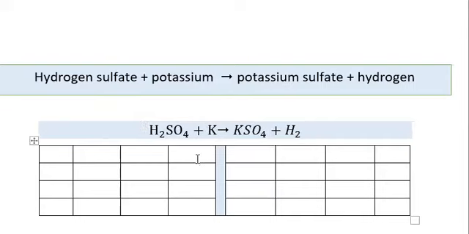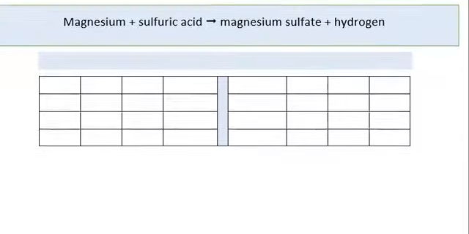Okay, now let's spread out what elements we have. We have H, we have S, we have O, and we have K, right? Same thing on the other side. We have H, we have S, O, and K. Okay, let's tally it up. So on this side we have 2 H's, 1 S, 4 O's, and 1 K. On the other side we have 2 H's, 1 S, 4 O's, and 1 K. Oh, well, lucky us, this one's balanced. Moving on.